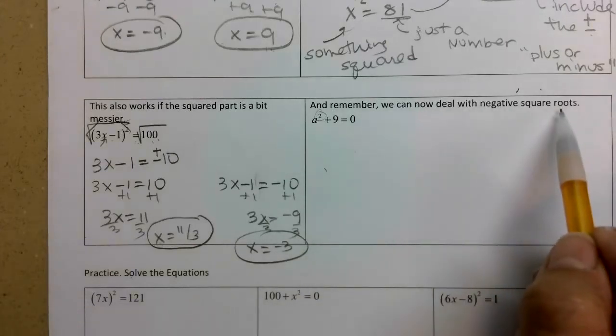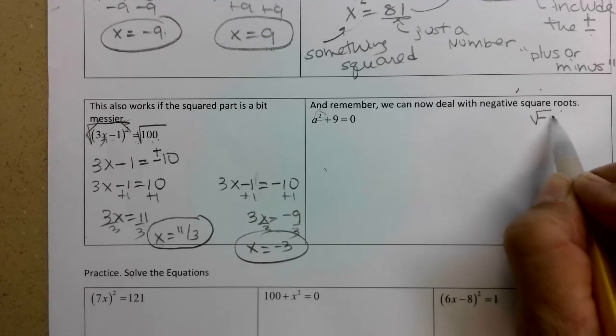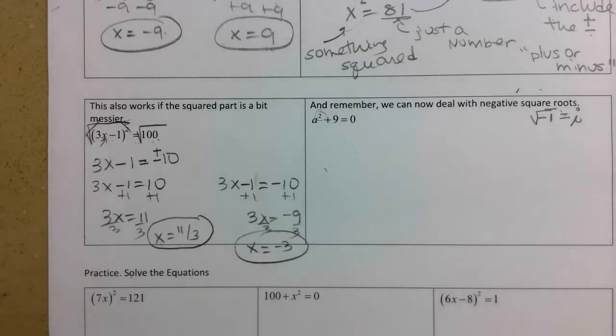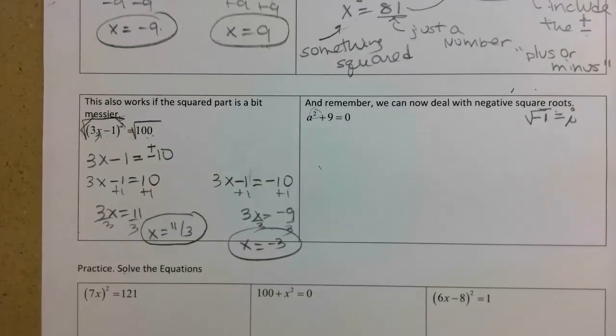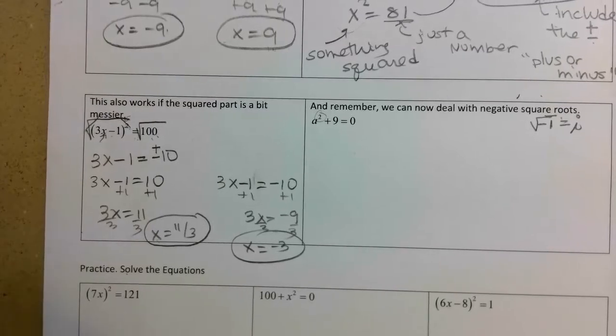We can now deal with negative square roots. So if you remember, if you have the square root of negative 1, we define that to be the imaginary number i. Okay? So we're no longer going to say, oh, we can't do that one. We're just going to use i's to rewrite our answer.